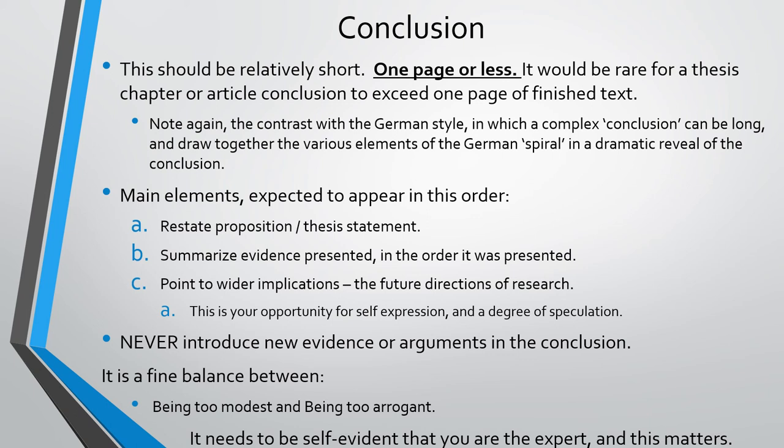It's a fine balance between, on the one hand, being too modest and not expressing the significance of your research, and on the other hand, being too arrogant. It needs to be self-evident that you are the expert and this matters. But you also can't overplay your hand, as we say. And I think PhD students in particular are prone to fall on one side or the other of this balance and to make a mistake in one direction or the other. I think usually, certainly in the British context, PhD students tend to be, if anything, too modest.